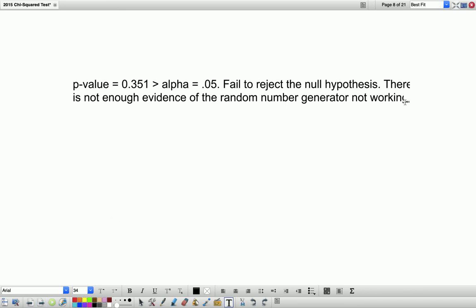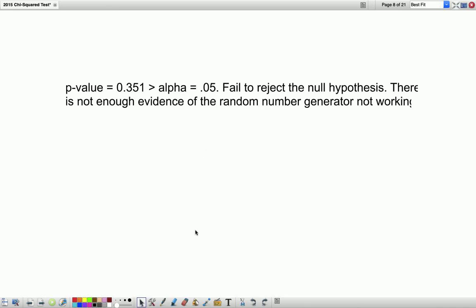Okay, let's remember that our p-value here is greater than our alpha. I honestly just couldn't type it on this. That's why I wrote out the word alpha, which is 0.05. So I fail to reject the null hypothesis. There's not enough evidence of the number generator not working. So there's not enough evidence for the alternative. Please stop saying we're accepting things. We're never accepting. We're failing to reject the null or we're rejecting the null.